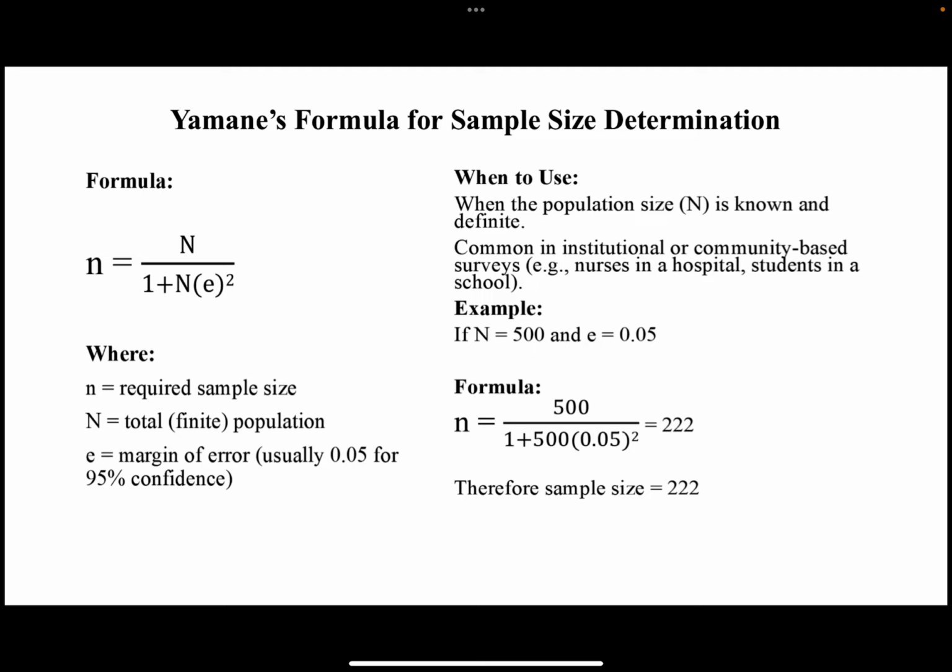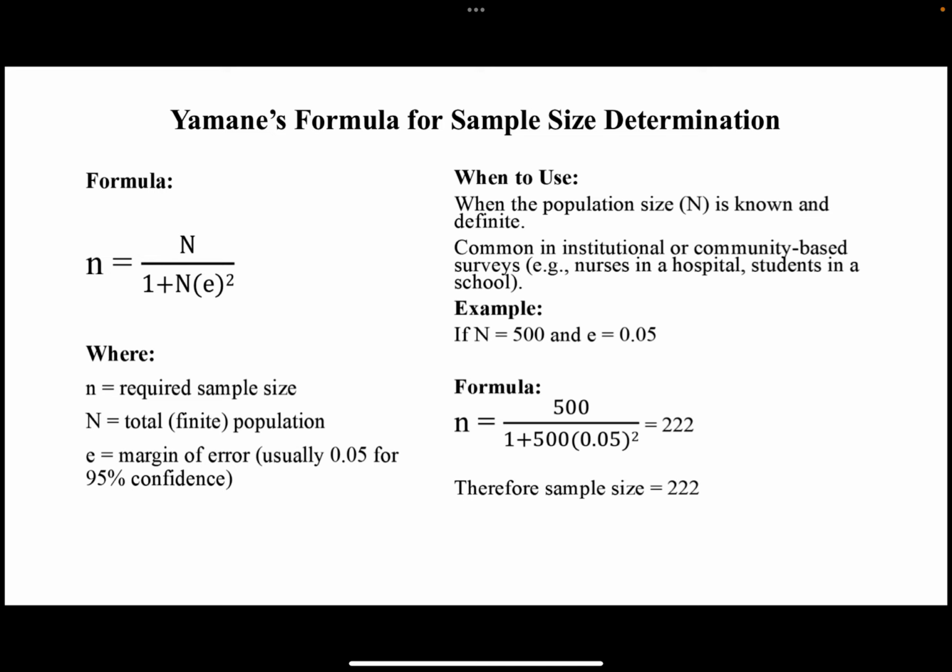Now, let's go over the formula again. Yamane's formula states that small n is equal to capital N over 1 plus capital N(e)^2, where n is equal to the required sample size, capital N is equal to the total finite population, and small e is equal to the margin of error, usually 0.05 for a 95% confidence level.